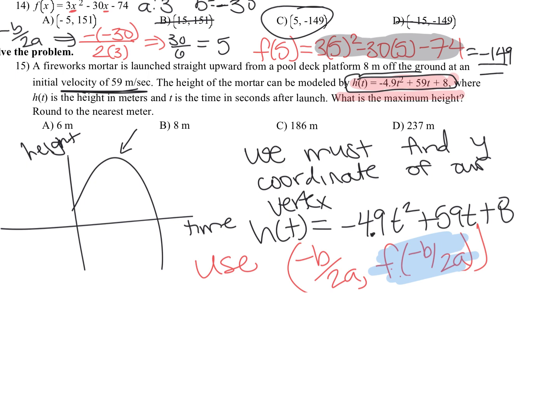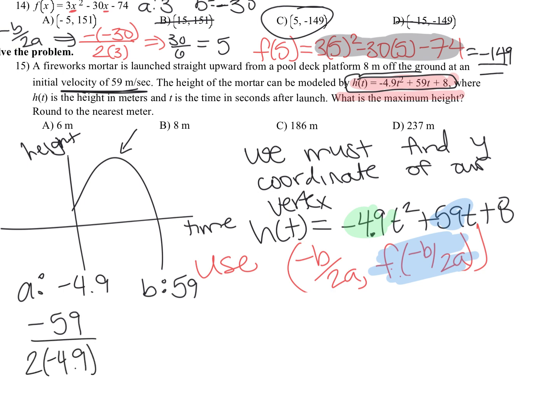All right, so negative b over 2a, where a is negative 4.9 and b is 59. And remember, I just get those numbers from here. Okay, and so I'm going to have negative 59 over 2 times negative 4.9. All right, so when I calculate that carefully in my calculator, I get approximately 6.0204. Now, I have to take this and plug it back in for t to find the height.